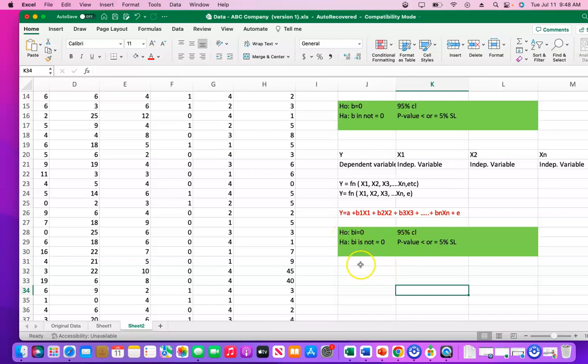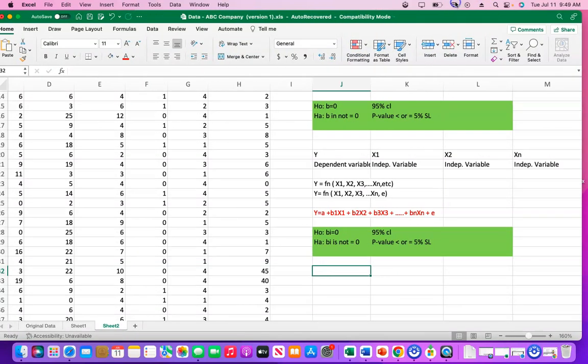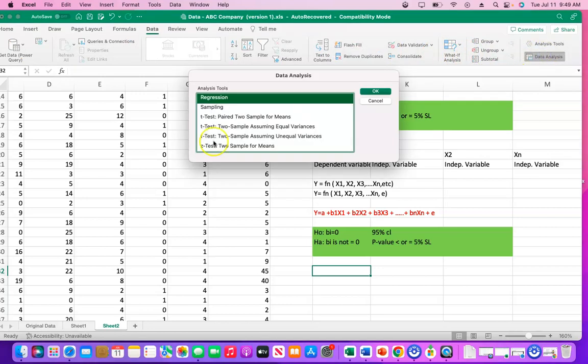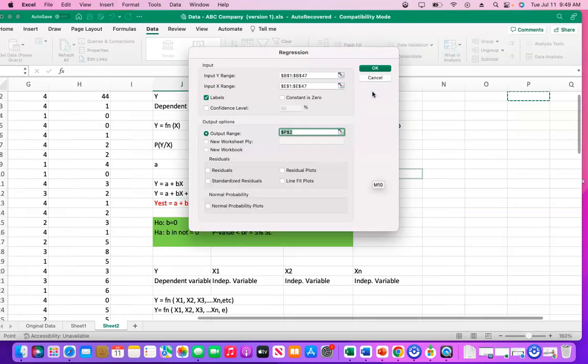So given this hypothesis, now we can run our regression analysis, and we'll do exactly the same as what we did with the simple linear regression model. And so I'm going to click on the data, and then I will open data analysis, and I'm going to use a regression tool.